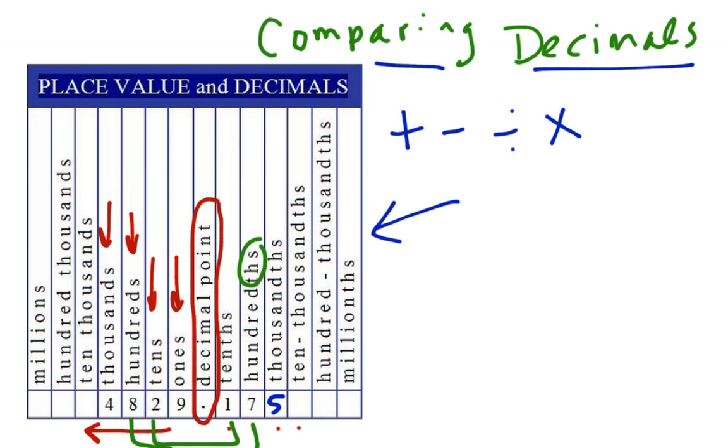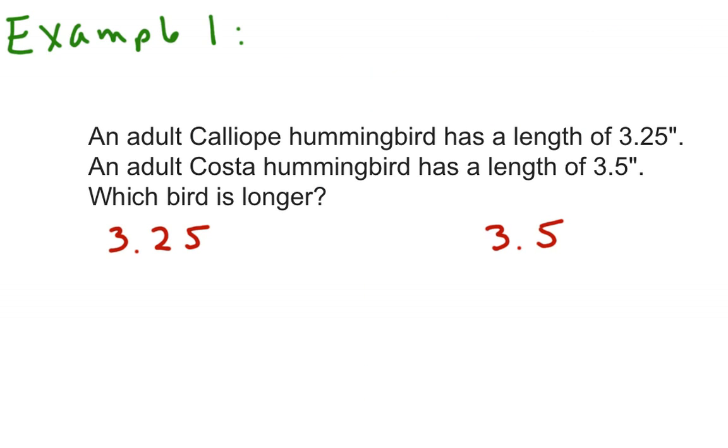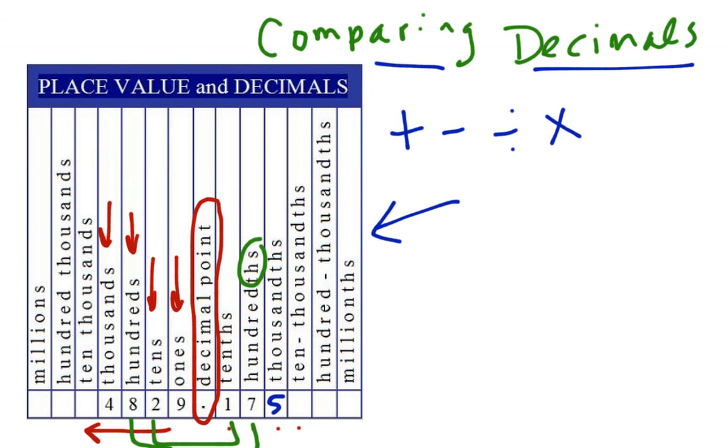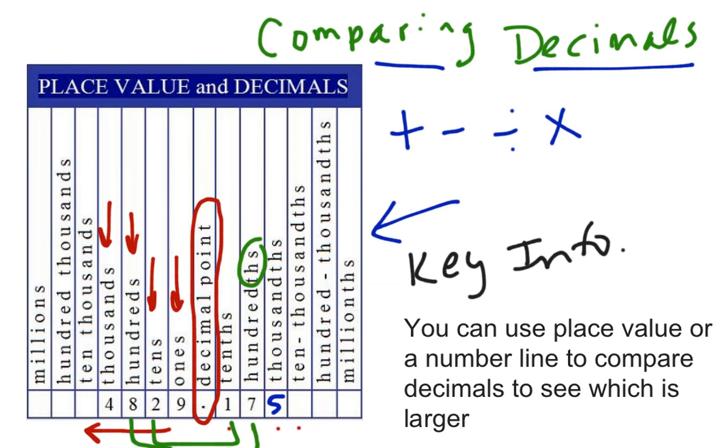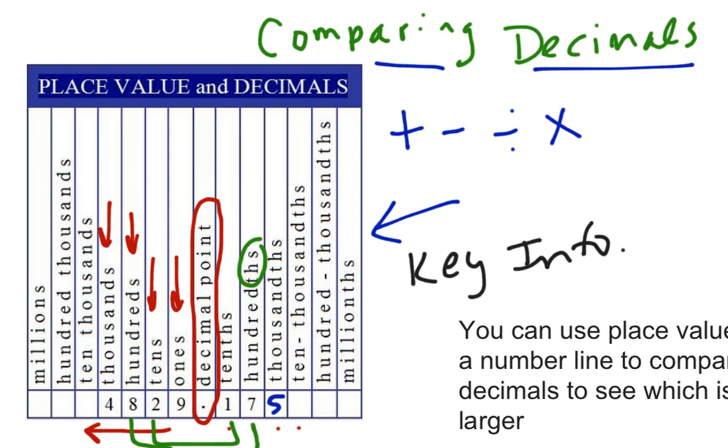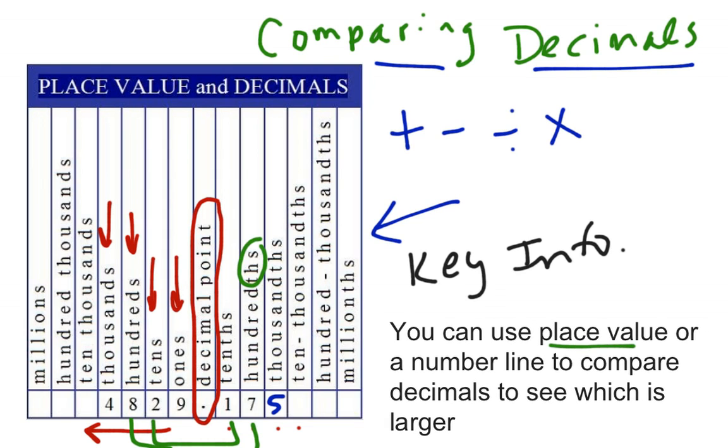Okay, so let's talk about how you would compare using those place values. So here's example 1. Your key information, there's not a ton of key information here. I've typed it in. It's really just a statement. You can use place value, which we're going to show an example of in a minute, or a number line, which will be the second example, to compare decimals. And when you're comparing decimals, you're basically seeing which one is larger, which one is smaller, putting them in order. So you'll be asked to do one of those things.